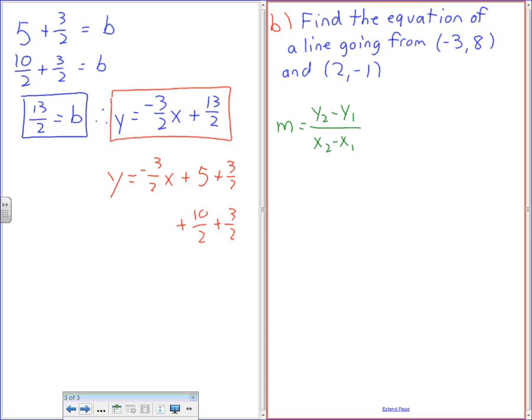Good, okay. So which point do you like better? 2 comma negative 1 or negative 3 and 8? Okay, so I'm going to call that x1 and y1. I'm going to call this one x2 and y2. It doesn't really matter. Let's say that you did it the other way, you'll still get the same answer. Okay, so everything is good.